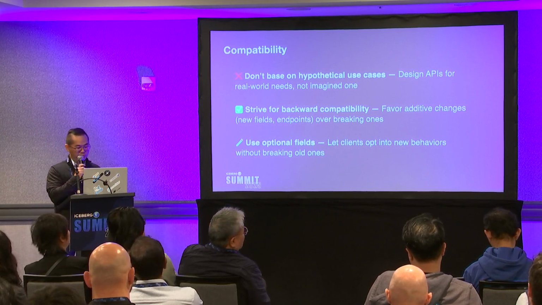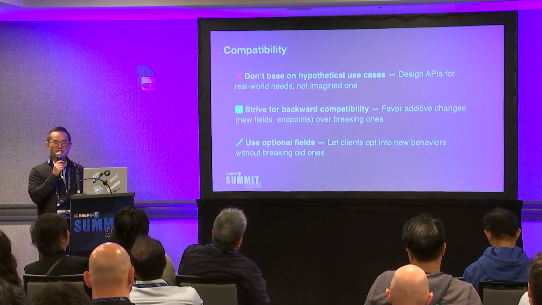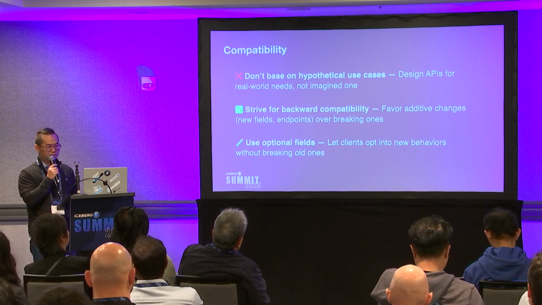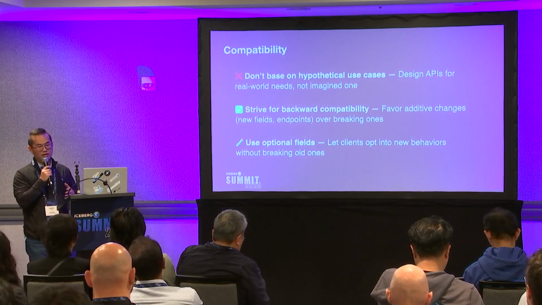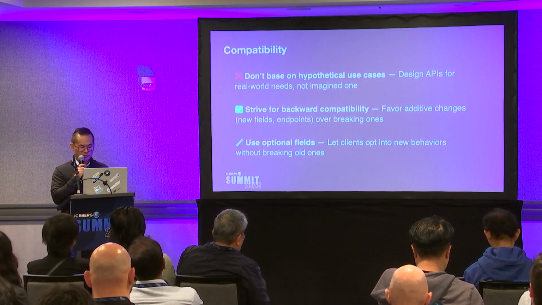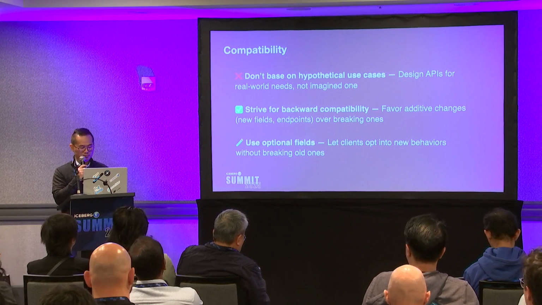And the second principle is we strive for backward compatibility, right? So every time we design the specs, we try to do the minimum instead of adding as much as we can, because every time you add new things to the specs, it becomes something that eventually you can never get rid of. It's not necessarily never, it's really hard to get rid of. So we always favor additive changes, new fields, and endpoints over breaking existing ones.